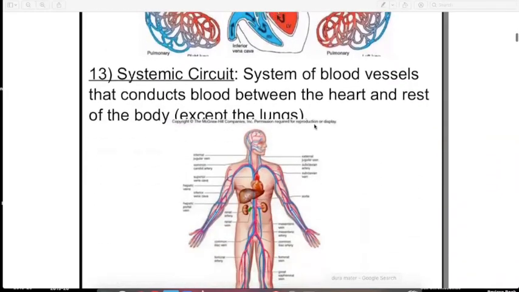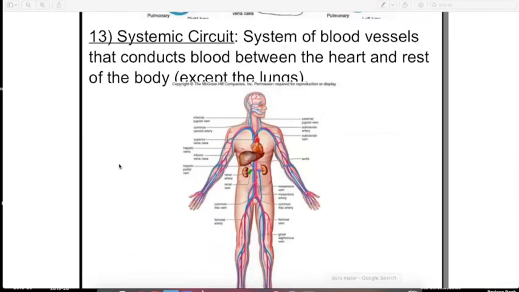The other one is the systemic circuit, the system of blood vessels that conducts blood between the heart and the rest of the body, meaning it's going to all of your body systems. That's why it's called the systemic circuit, right? Again, from the heart to your entire body, and then where the arteries transition into veins are more capillaries. You have capillaries all over your body, giving oxygen to all your body parts, all your body systems, and then coming back to the heart in the veins, from above and from below. So that's your systemic circuit.